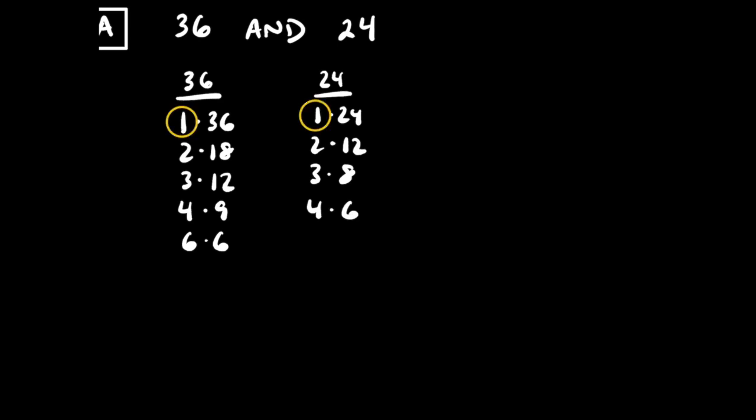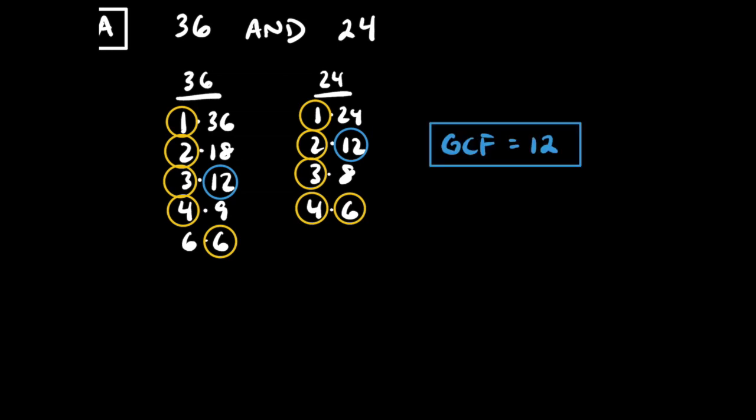For starters, remember that 1 is a common factor for all numbers in the world. Since they're both even, 2 is a common factor. They're both divisible by 3, they're both divisible by 4, they're both divisible by 6, but the largest number they're both divisible by is 12. The greatest common factor for 36 and 24 is 12.